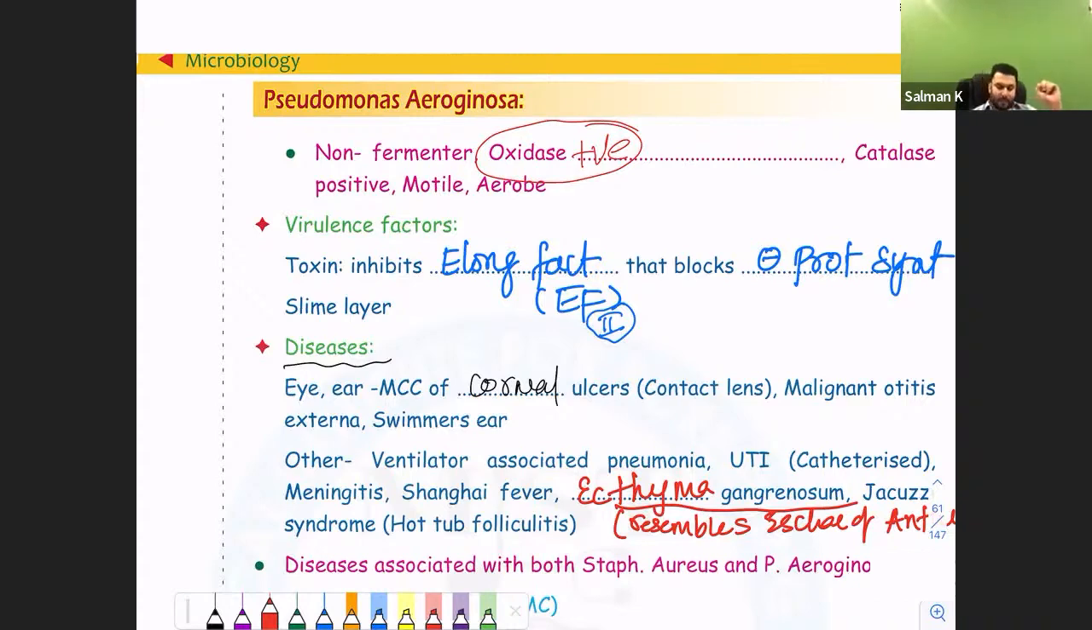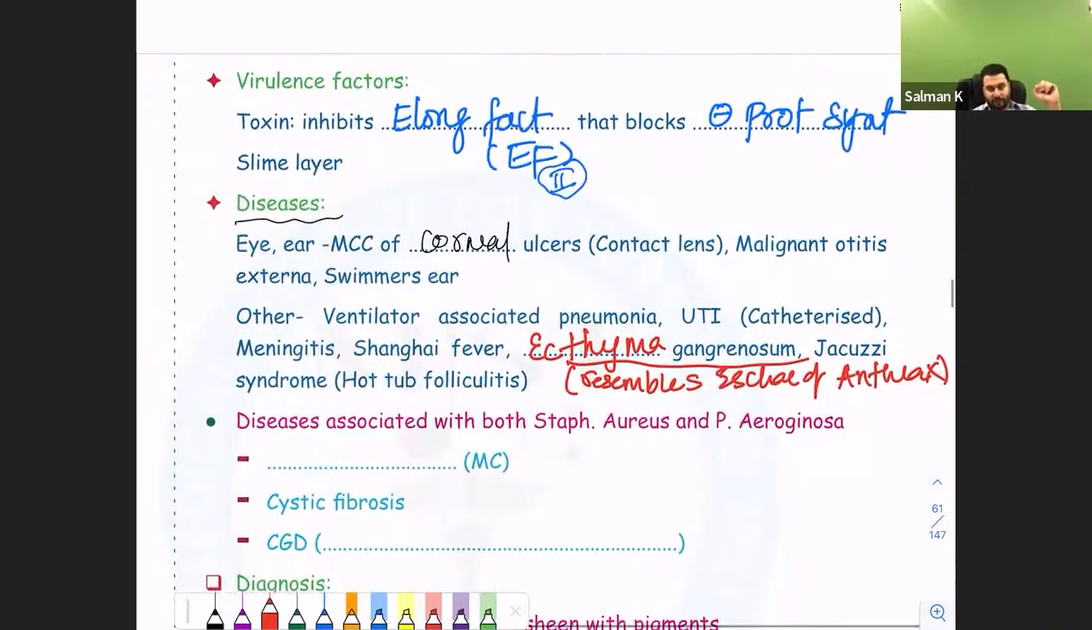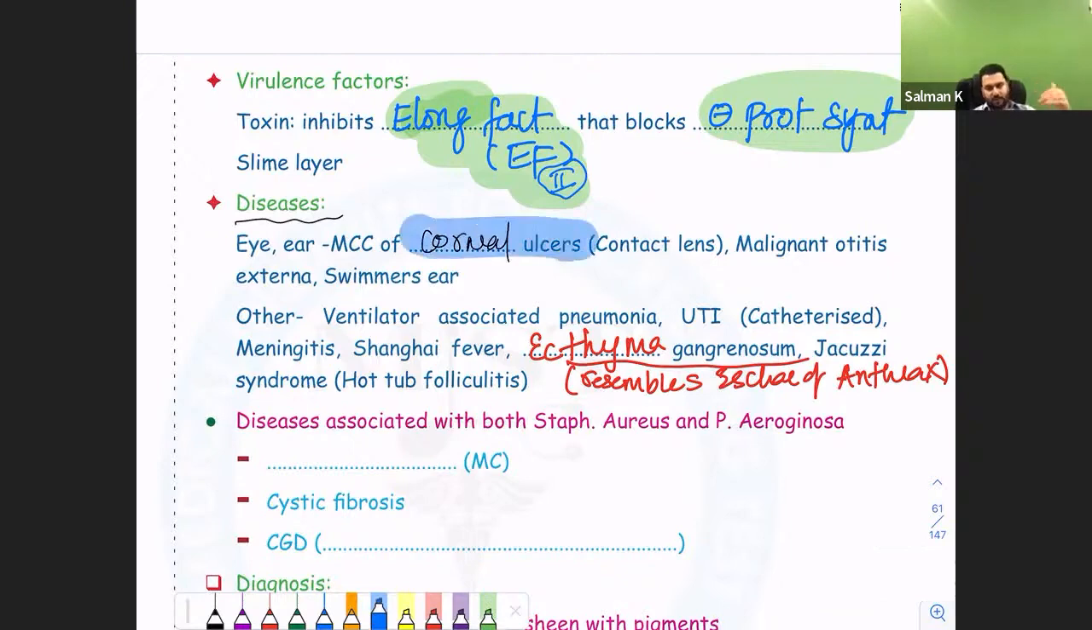Okay. Next, if you talk about virulence factors, see, elongation factor is inhibited again by this organism, just like diphtheria. Diphtheria also does the same. It inhibits elongation factor. Okay. Now, this is the most common cause of corneal ulcers, etc. Some diseases you are seeing here.